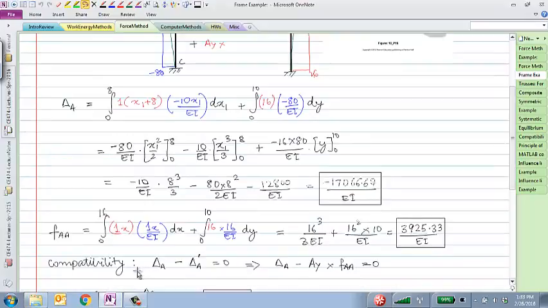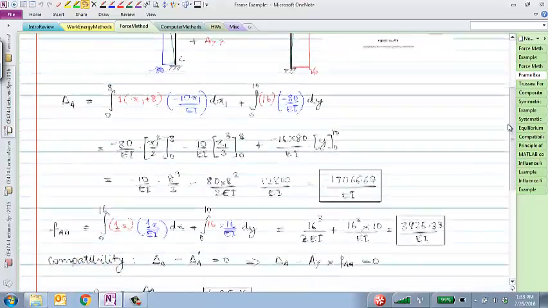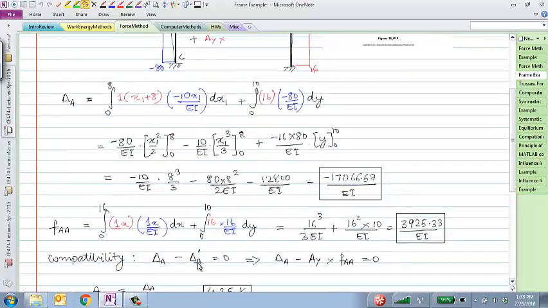So the compatibility equation I said was going to be delta A minus delta A prime, essentially saying that the vertical displacement down at A for the real structure minus the vertical displacement up would be 0. So hope that makes sense. Since this is down and since this is up, we are taking delta A minus delta A prime, minus, not plus.